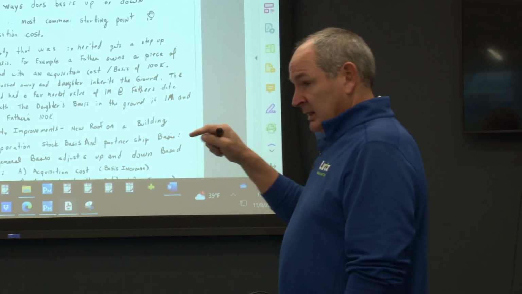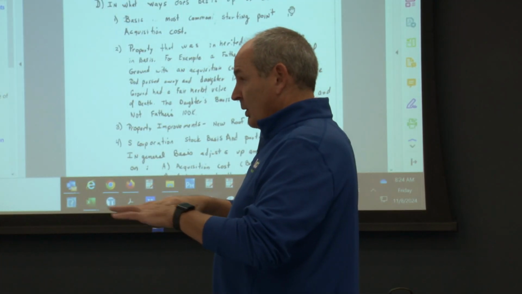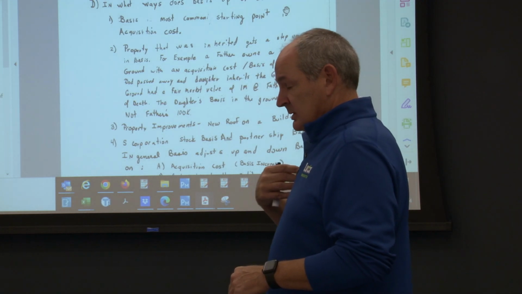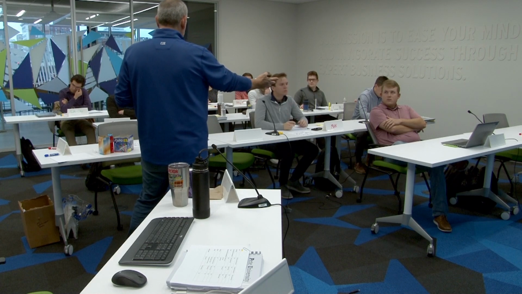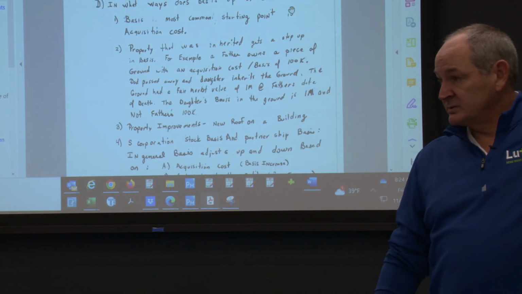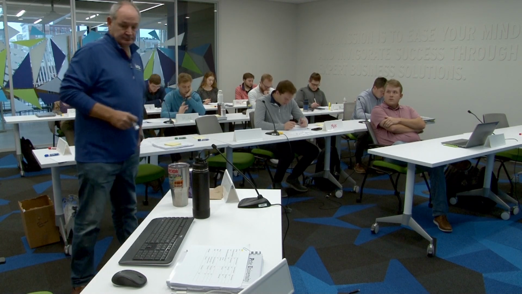This is one of those times where rules branch out to other concepts. If I have stock that has zero basis in it that's worth $1 million, and I die, and I leave that to Stuthman, it goes through my estate. Now he has $1 million of basis that he can use for those hurdles. So knowing how basis is adjusted for hurdle purposes seems like it might be useful. Okay, go ahead. Property improvements, new roof on a building.